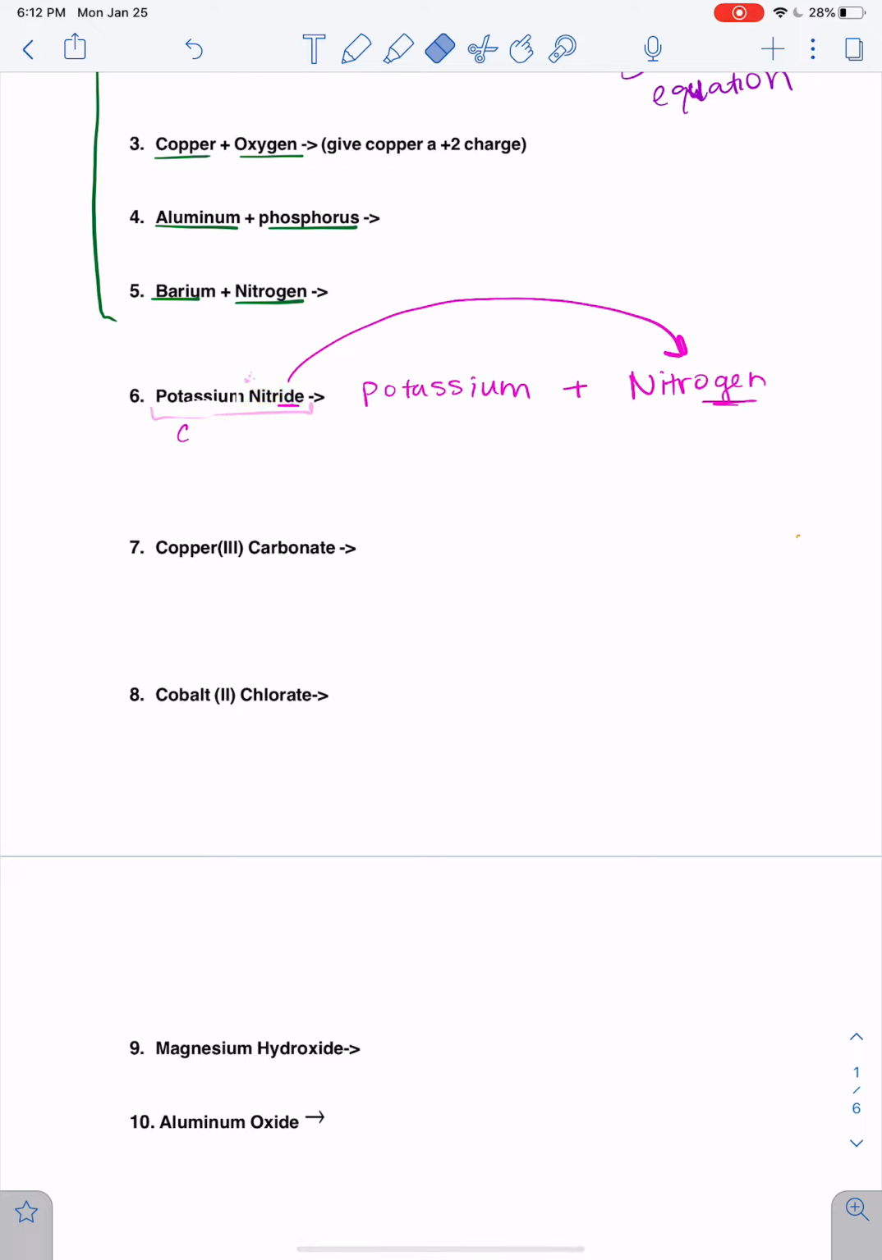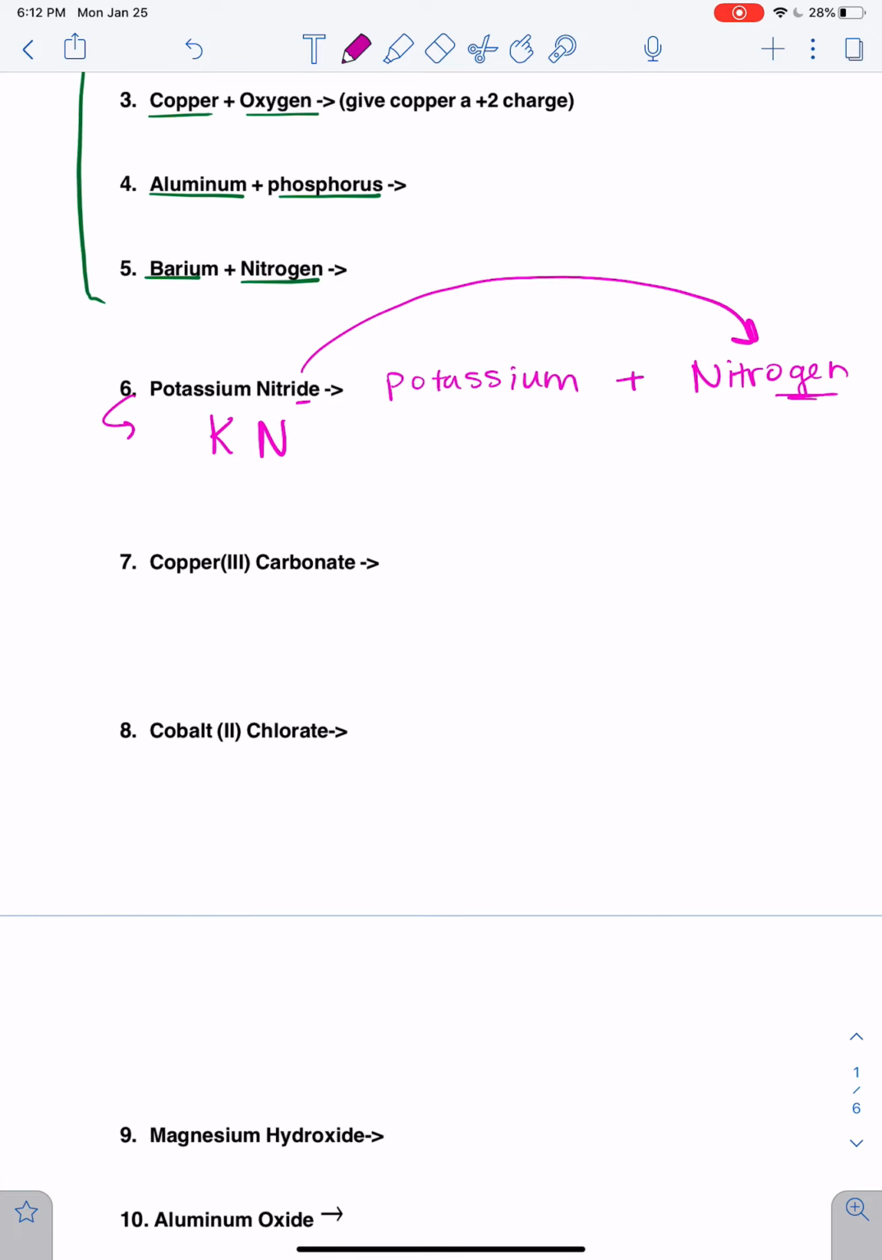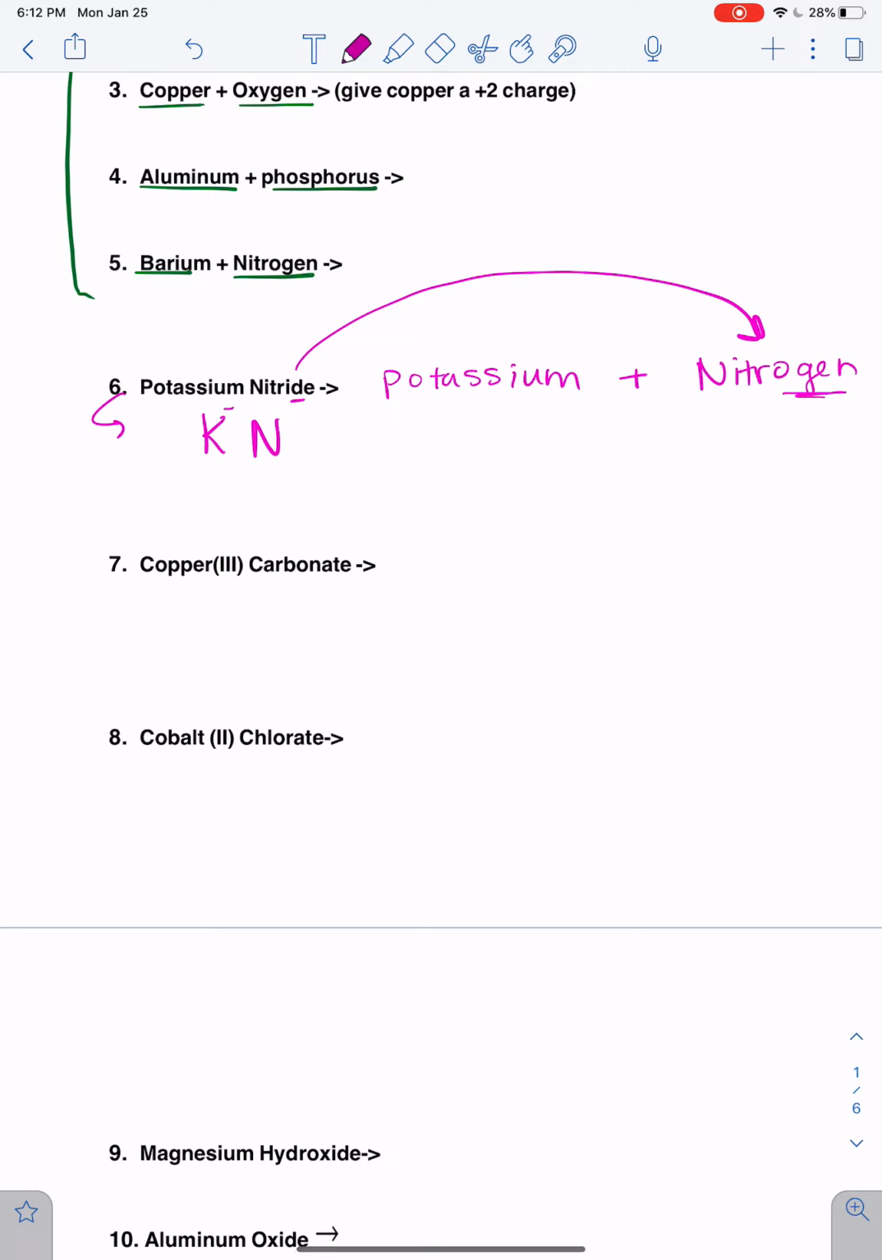Okay, let's get rid of some of this so I can finish it out. So right here, I'm just going to change this into a formula. So potassium is K, nitride comes from nitrogen, which is N. Remember to bring charges. K is +1, N is -3. So then just balance by using our lasso rule. So the 3 goes here and the 1 goes there. The reason we put charges on this one is because this is a compound. Okay, compounds, you have to use the charge to balance.